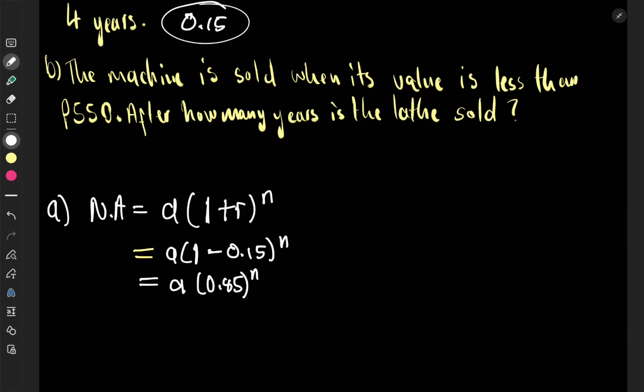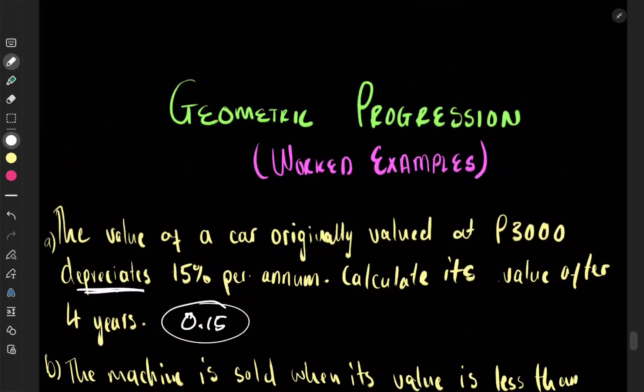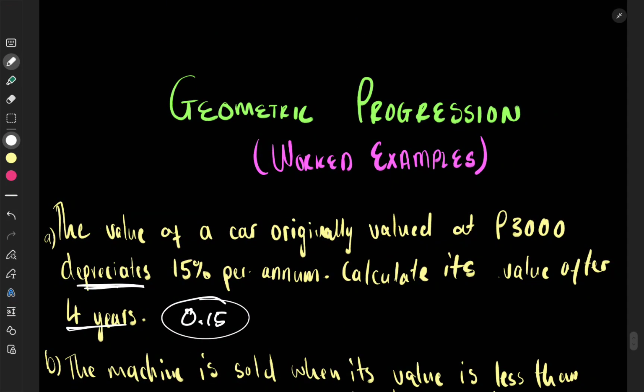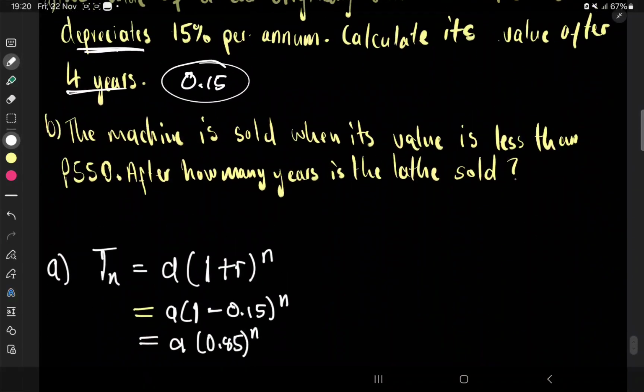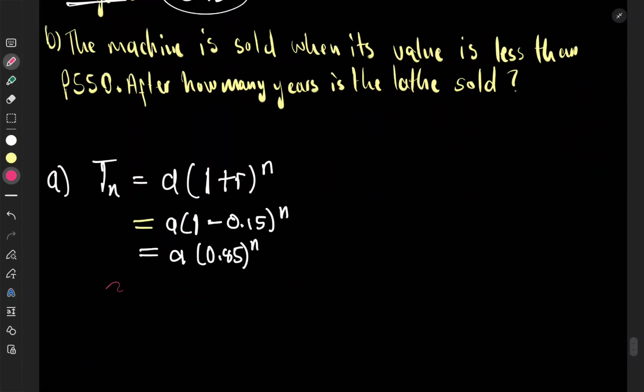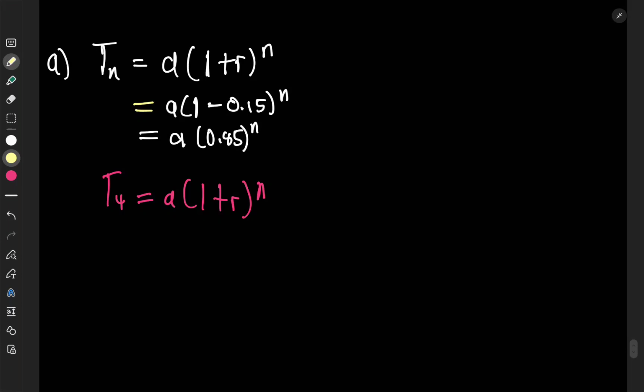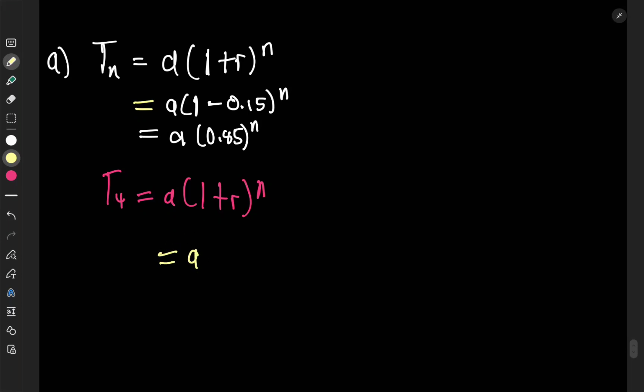Here's how we'll get our amount. We call it the Tn rather. This is how we'll get the nth term, because we are looking for a certain term. They said calculate its value after 4 years, which is like the 4th term. So after 4 years, it is going to be term number 4. It's going to be A times 1 plus r to the power of n, which here is A times 0.85 to the power of 4. Wherever there is n, we're now putting the term number.